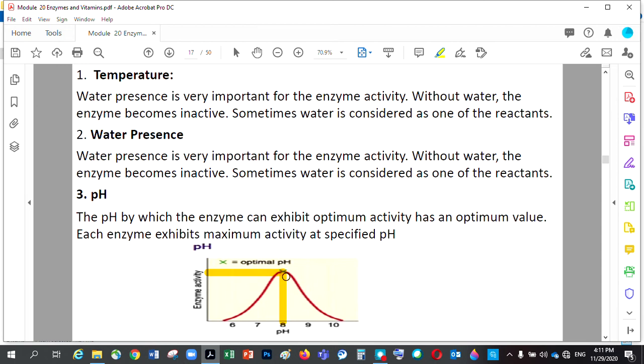But this is just for one enzyme, not all the enzymes. Each enzyme will have its own optimum pH. That's very important to mention: each enzyme will have its own optimum pH at which it can work in its environment.